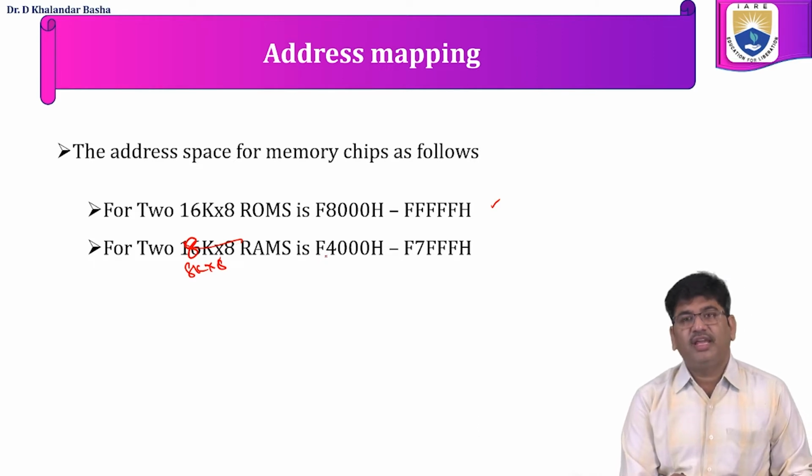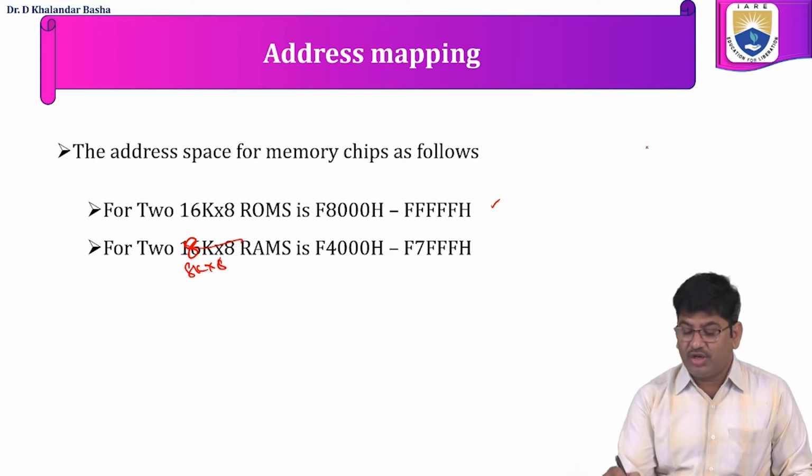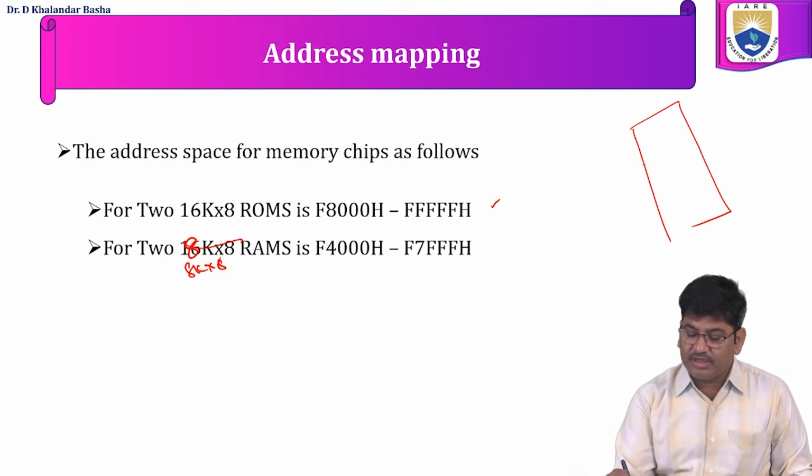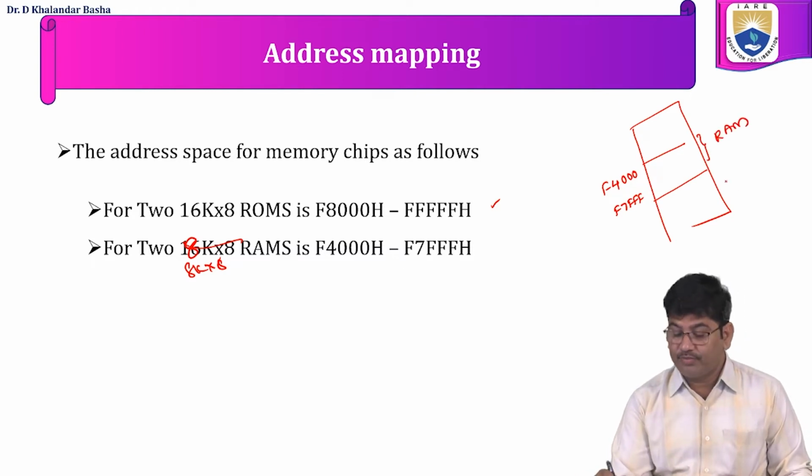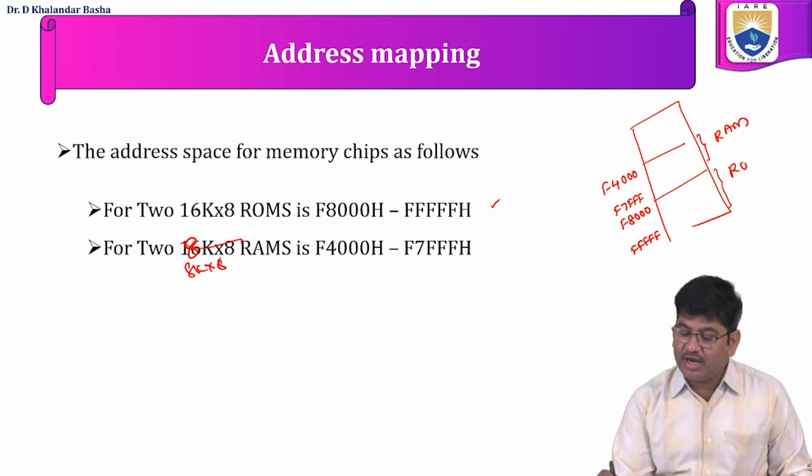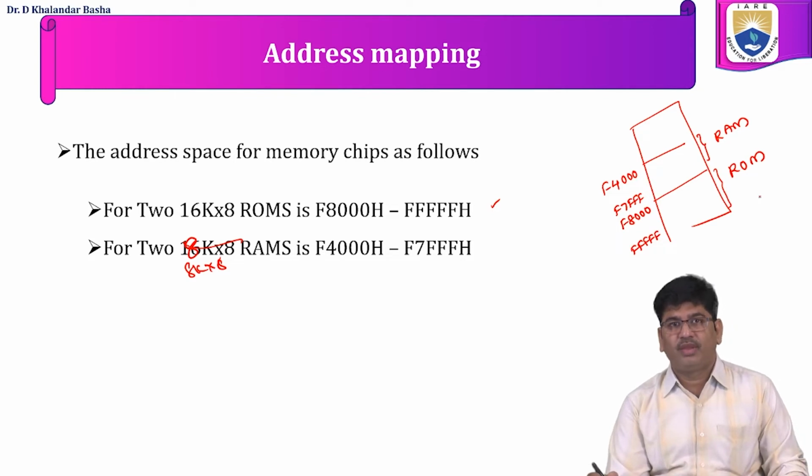The address space is F4000H to F7FFFH. So in the memory block, the starting address for RAM is given as F4000H to F7FFFH. This is the address space which we are assigning for RAM. And the next memory location is F8000H to FFFFFH. This is the address space which we have assigned for ROM.